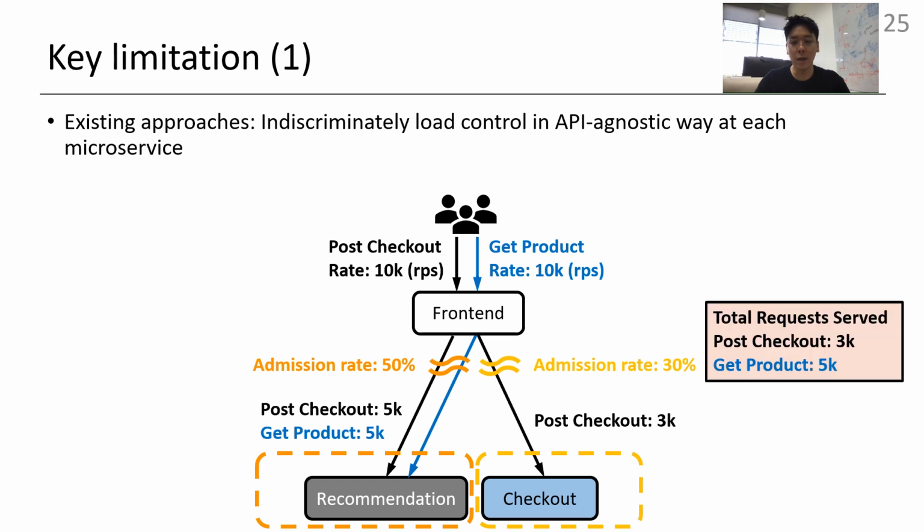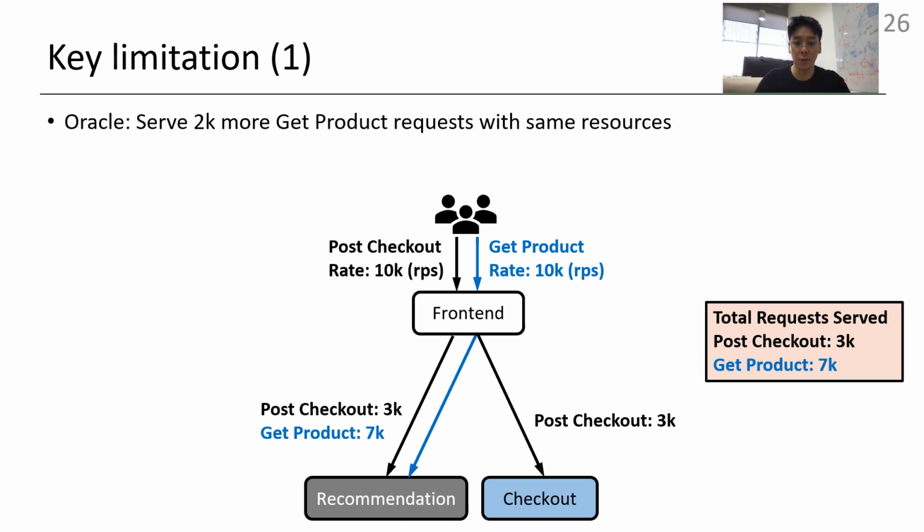At the end of the day, total served post-checkout requests would be 3K and GET product requests would be 5K. But in this simple example, we can easily calculate that we could serve 2K more GET product requests without any trade-off. Since post-checkout requests are bottlenecked by the checkout service, rather than admitting 5K post-checkout requests at recommendation, we can just admit 3K. Then we can utilize the saved resources for serving more GET product requests.